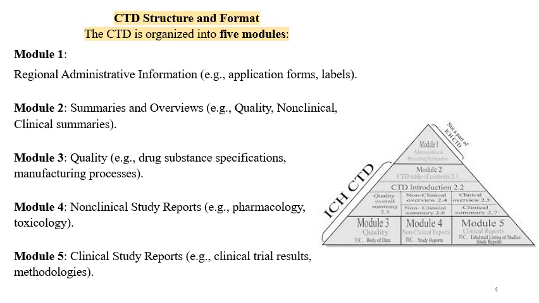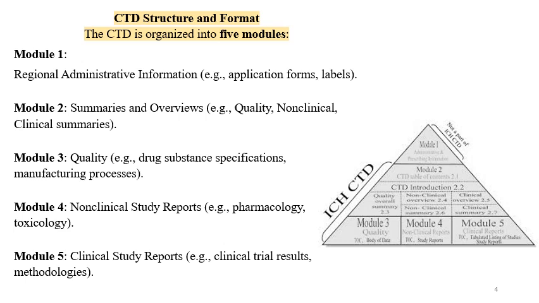Coming to the modules of the CTD structure and format. So as it is a common technical document, it is divided into 5 modules in which different informations are compiled. So module 1 is regional administrative information. It contains the application forms, labels. Module 2 includes summaries and overviews. So these summaries and overviews are regarding the quality, non-clinical and clinical summaries.